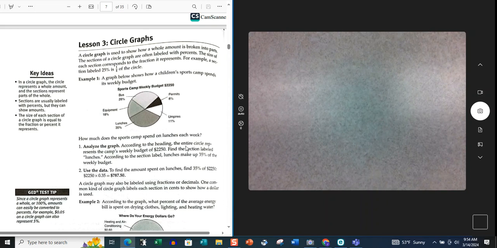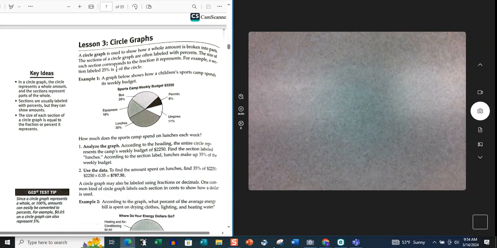Analyze the graph. According to the heading, the entire circle represents the camp's weekly budget of $2,250. And it says it right here, sports camp weekly budget is $2,250. Find the section labeled lunches. According to the section labeled, lunches make up 35% of the weekly budget. Use the data. To find the amount spent on lunches, find 35% of $2,250.